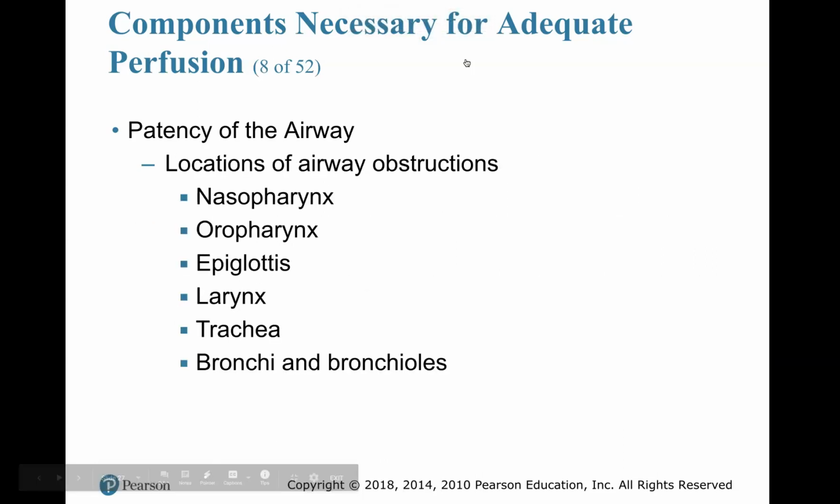Locations of airway obstructions will be the nasopharynx, the oropharynx, epiglottis, larynx, trachea, bronchi, and bronchioles. Refer back to Chapter 7 for your anatomy when you think about these different parts of the airway.